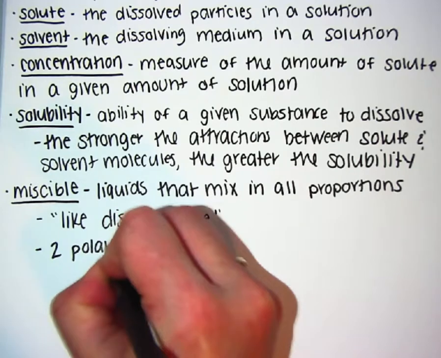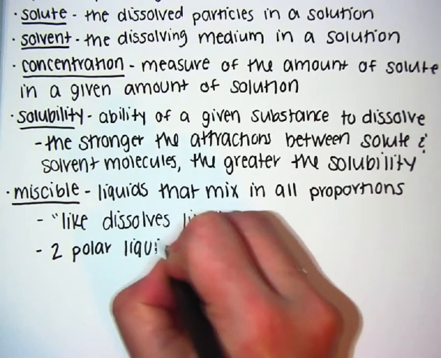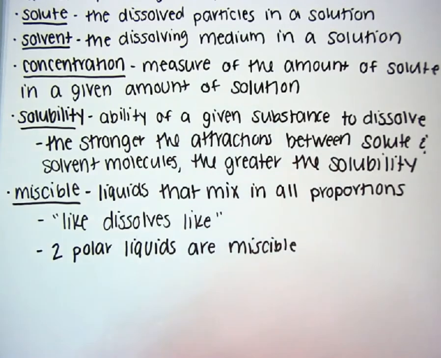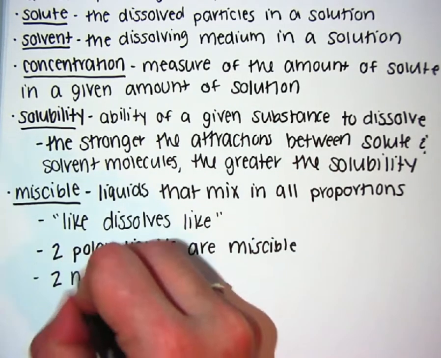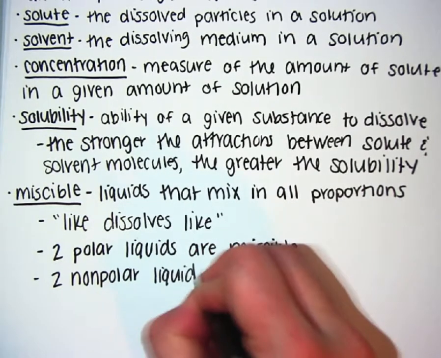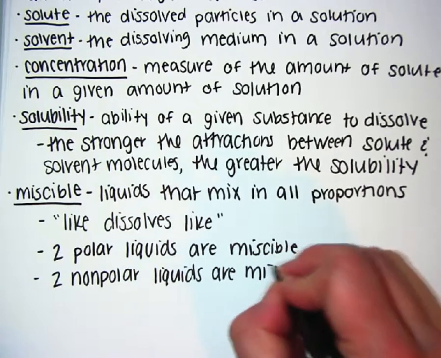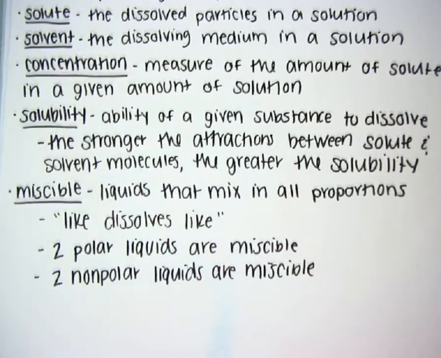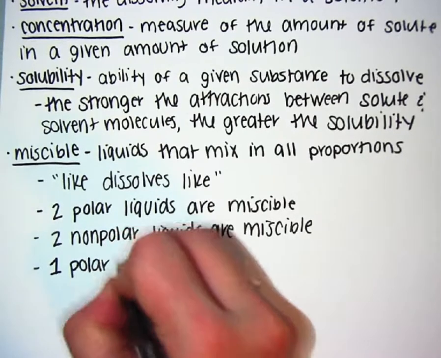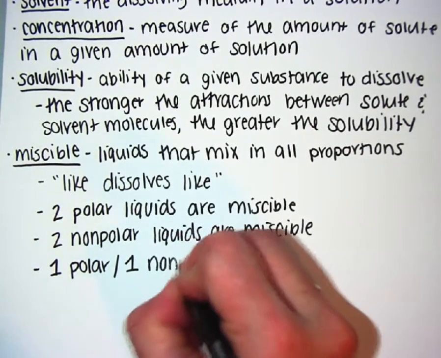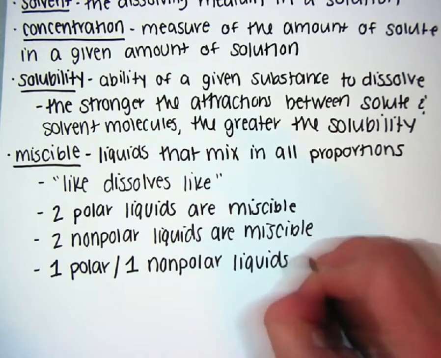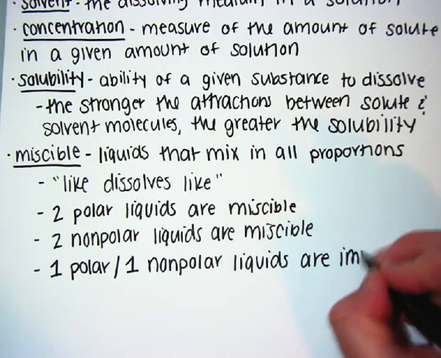So two polar liquids are miscible. They're both polar. Two nonpolar liquids are miscible. Again, like dissolves like. Let's say you had one polar and one nonpolar, like oil and water. We would call that immiscible.